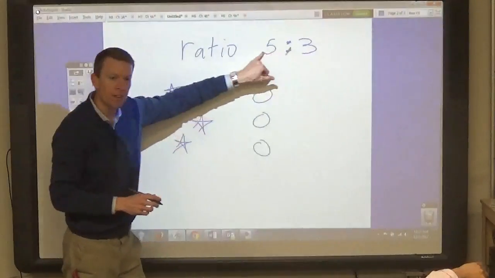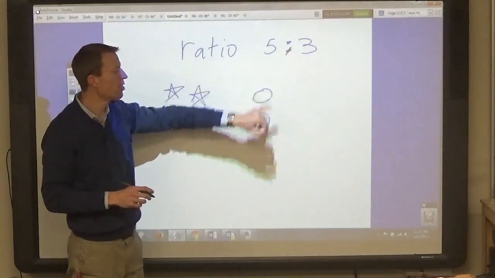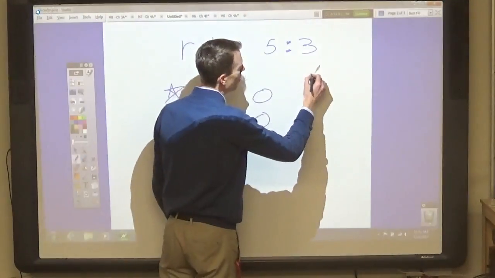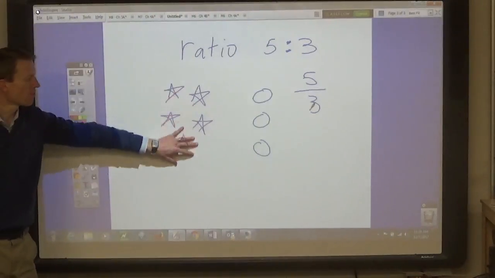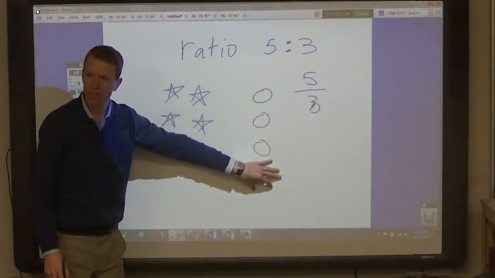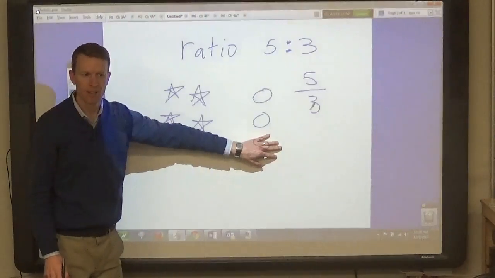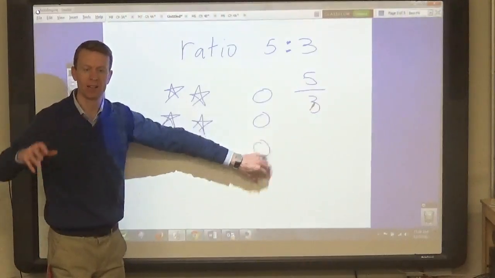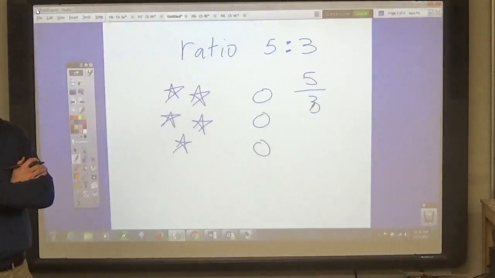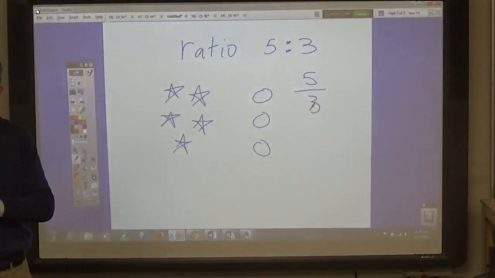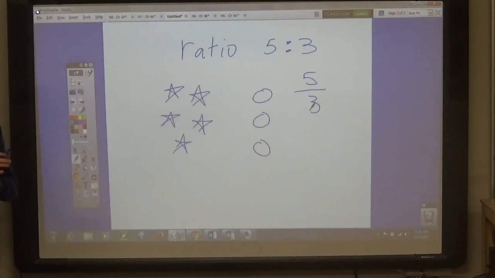So ratios can be written this way. Ratios can also be written as a fraction, 5 to 3, and that compares the number of stars to the number of circles. We can write this ratio in a different way by writing how many circles are there compared to the stars. What is the ratio of circles to stars? Now it's the other way around.